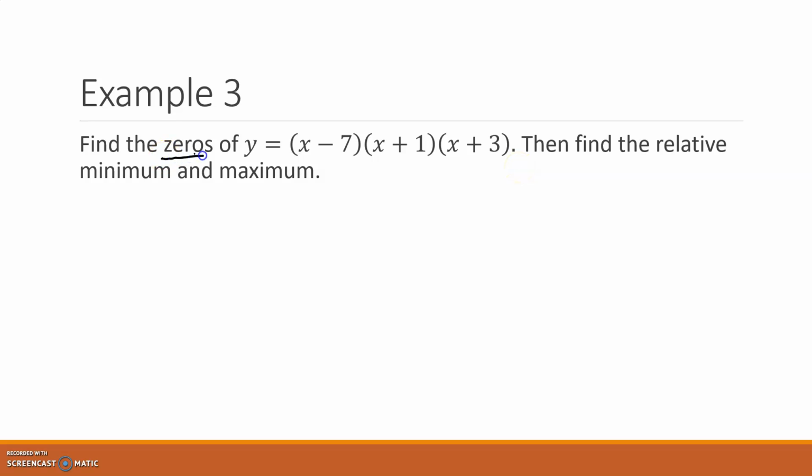Zeros is just another word for finding the point where the graph crosses the x-axis. So a zero is where the graph crosses the x-axis. If we were talking about solving it, that would actually be the solution then as well. So we are going to take, just like we did when we solved by factoring, these are already factored for us. We're going to take each factor and set it equal to 0.